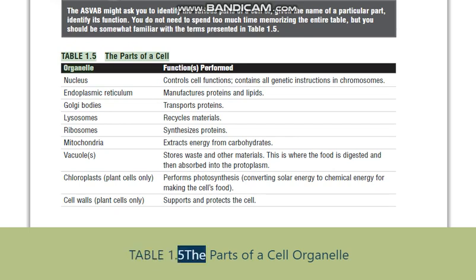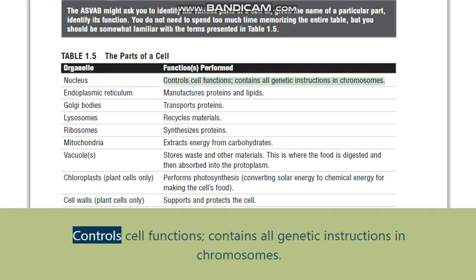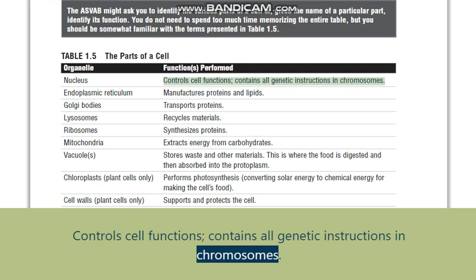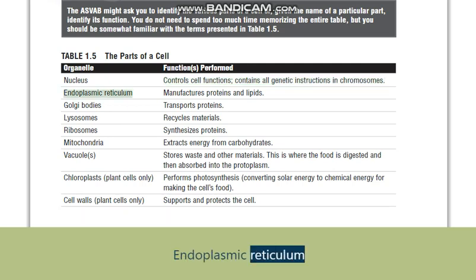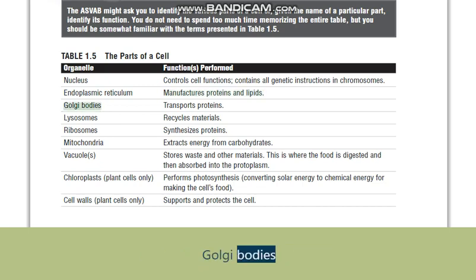Table 1.5: The parts of a cell. Organelle, functions performed. Nucleus: controls cell functions, contains all genetic instructions in chromosomes. Endoplasmic reticulum: manufactures proteins and lipids. Golgi bodies: transports proteins.